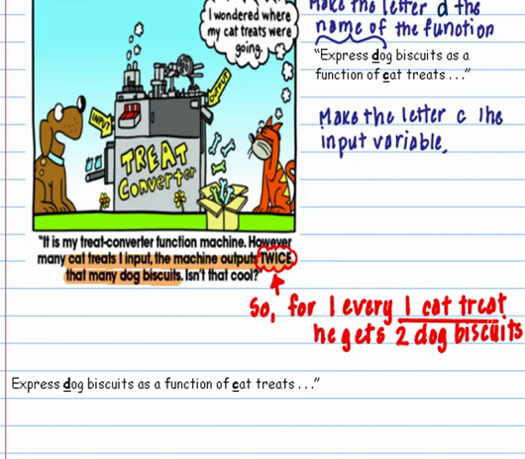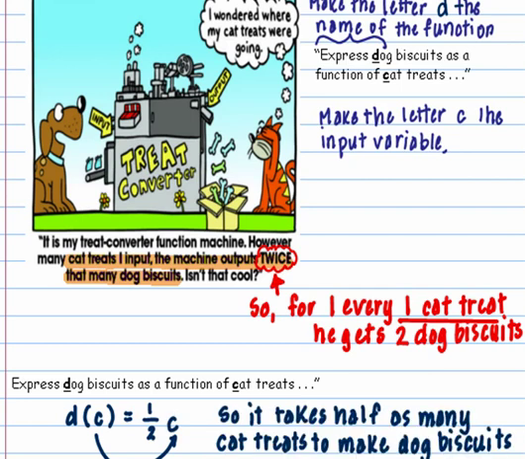Now let's try to figure out how to write that as an expression. First, let's start with our title, D of C. Now think very carefully of this. We're talking about the cat treats. So for half of 1 cat treat, he would get 1 dog treat, 1 dog biscuit. So it takes half as many cat treats to make dog biscuits. Here's a situation where the word in the problem doesn't match the number in the expression.